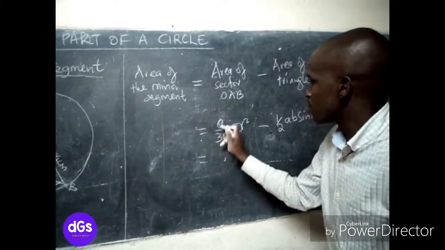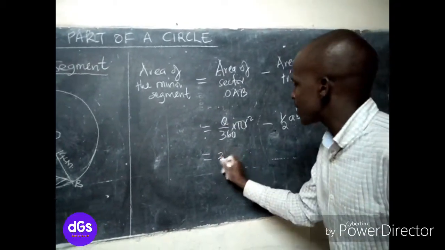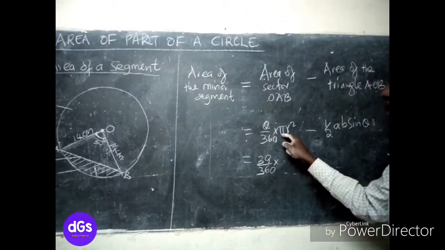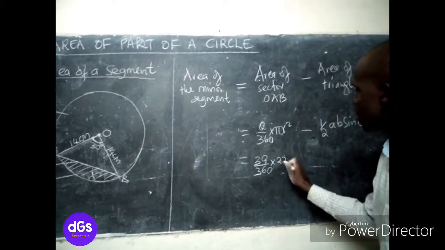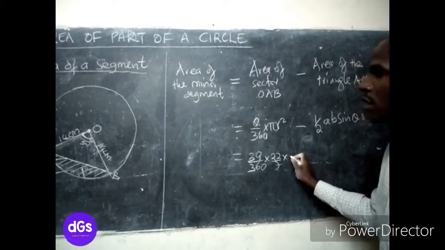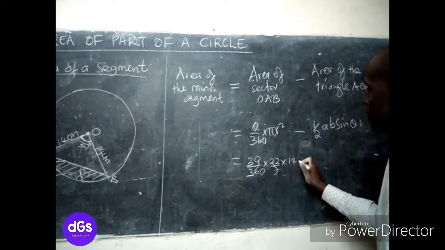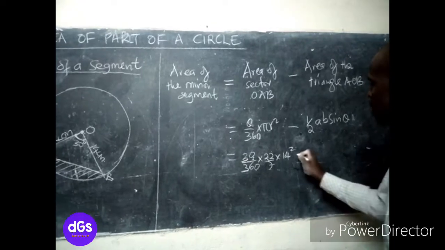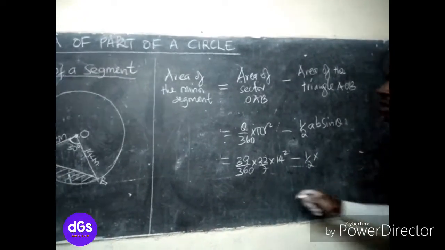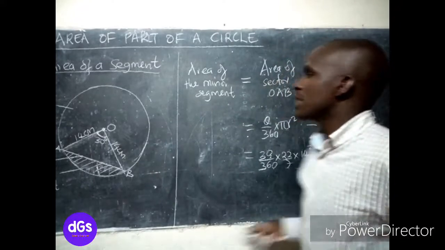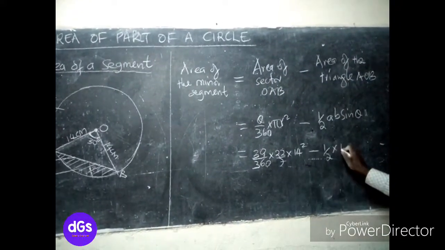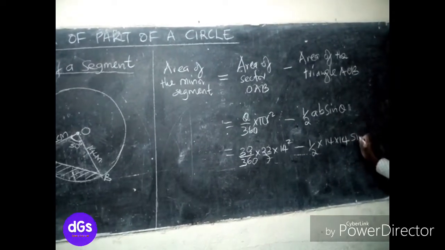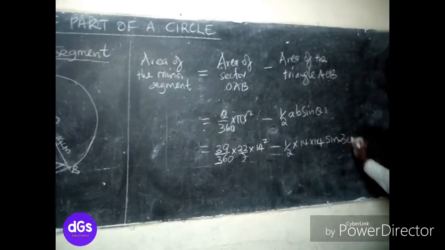So now let's substitute these values here. So theta for this case is 30 over 360 times, we can use 22 over 7 times 14 squared, because 14 is the radius, minus half times the two sides of this triangle which we are already given, side 14 times the other side 14, which happen to be the two radii of the circle, then times sine 30 degrees.